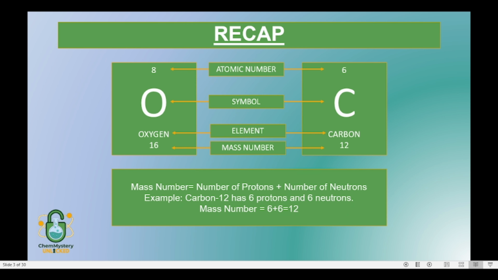We calculate mass number by adding the number of protons with the number of neutrons. Let's take the example of carbon 12 to understand this better. We calculate the mass number by adding the 6 protons of carbon 12 and 6 neutrons. So we get mass number 12. Now let's move on to more examples.